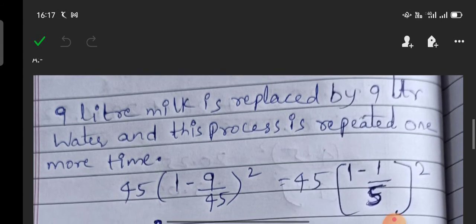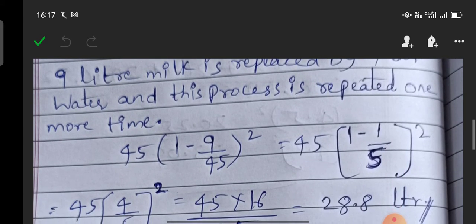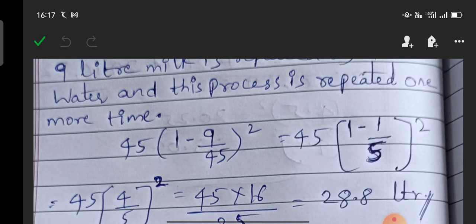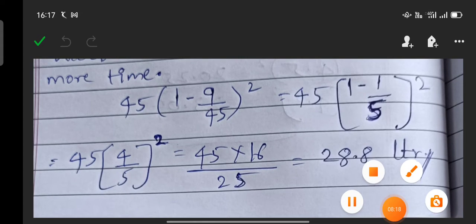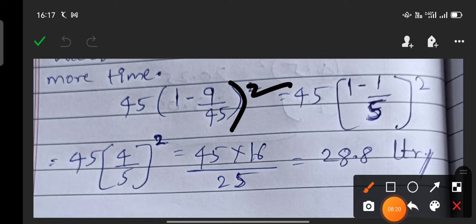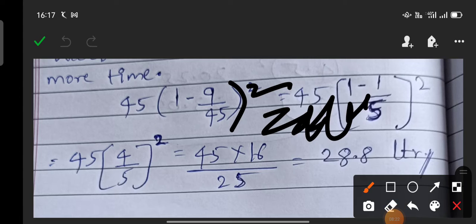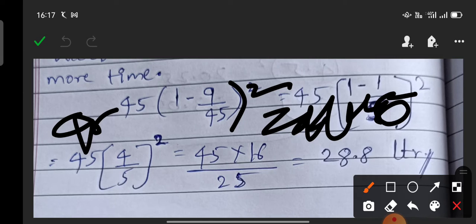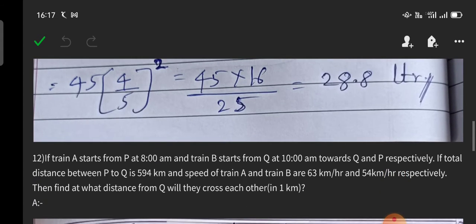Okay, so here 9 liter of milk is replaced by 9 liter water, and this process is repeated one more time. So here 45 into (1 minus 9 by 45) whole square equals 45 into (1 minus 1 by 5) whole square. So you have taken 45 common. So 45 into (4 by 5) square, 45 into 16 by 25 equals 28.8 liter.